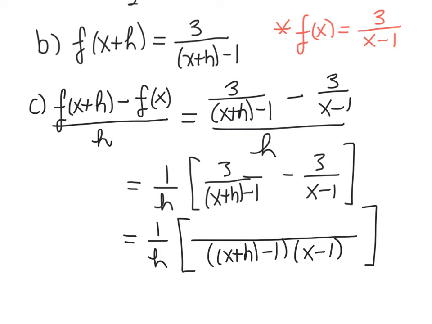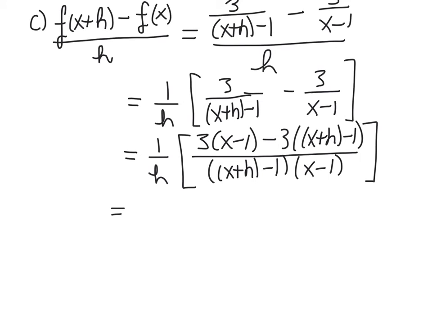So here I need to multiply this numerator by x minus 1. So I have 3 times x minus 1 minus, here I need to multiply this numerator by x plus h minus 1. So I have 3 times x plus h minus 1.